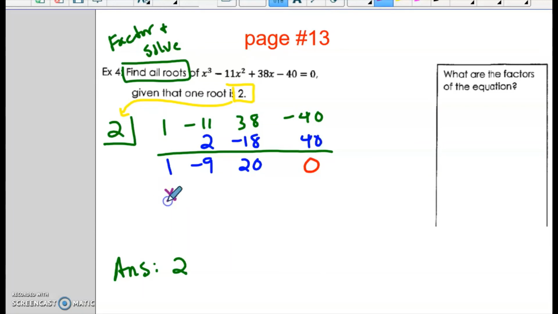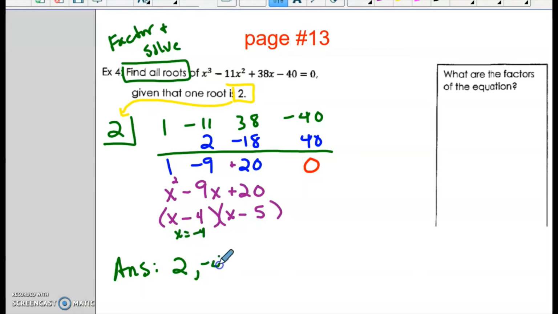So we turn that into our depressed polynomial. We factor it. This is an easy trinomial, so it shouldn't take long. Minus, oh, I see a problem. Okay, it's positive 20 instead of negative 20. So x minus 4, x minus 5. And then our answers, this one will be x equals positive 4. So we can add positive 4 to the problem. And this one equals positive 5. So we can add positive 5 to that. So our answer to this problem are the 3 roots, positive 2, positive 4, and positive 5.